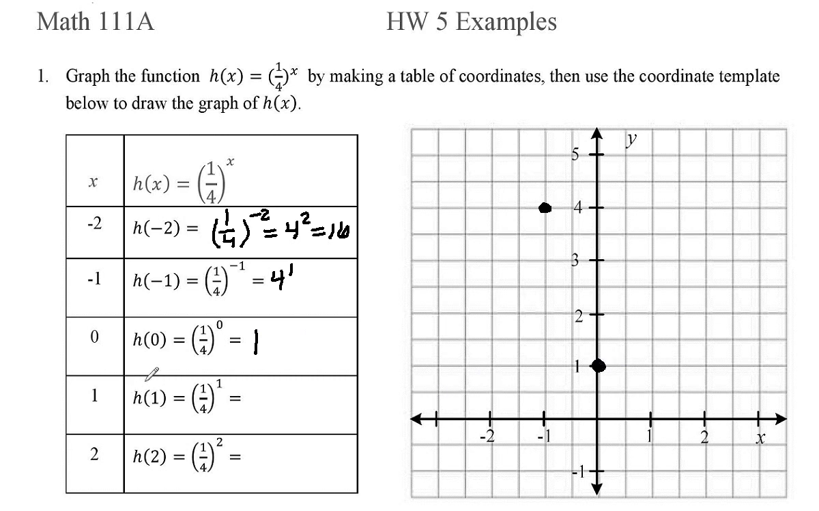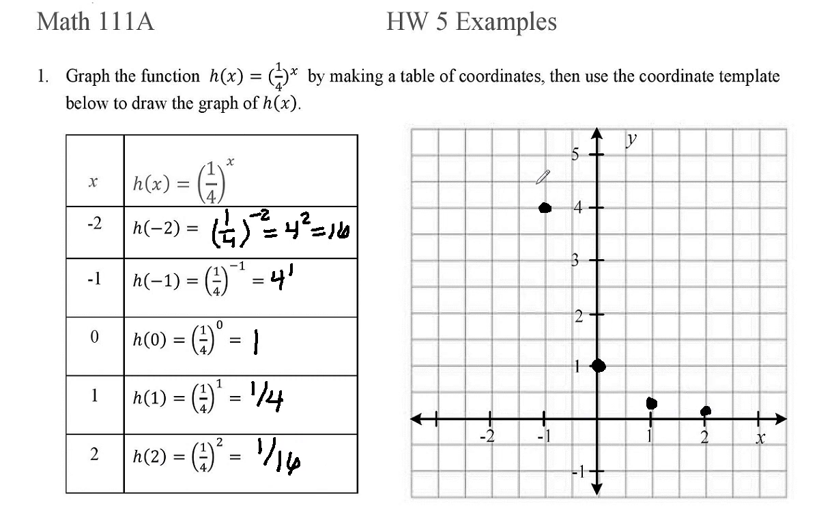Plug in 1 for x, so 1/4 to the 1 is just 1/4. So 1 to the right, 1/4 up, about right there. And then x equals 2, so we plug that in, 1/4 squared, 1/4 times 1/4, is 1/16. So we go 2 to the right and then 1/16 up, about right there.